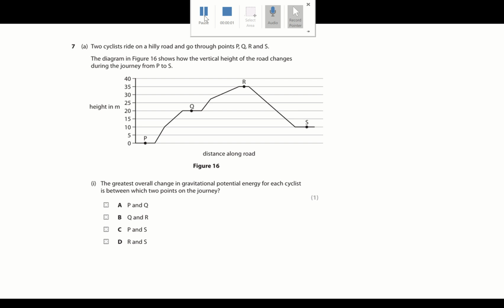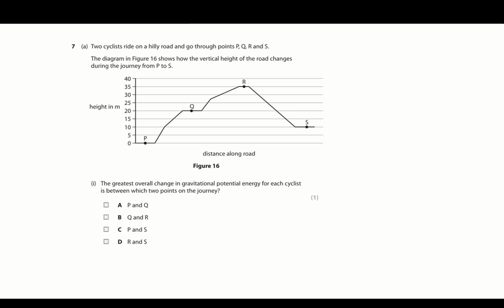Okay, question 7. We've got two cyclists riding on a hilly road and they go through the points that we can see here. So we can imagine this is a hill that they're going up, and we've got P, Q, R, S and T. It says the greatest overall change in gravitational potential energy for each cyclist is between which 2 points of the journey.